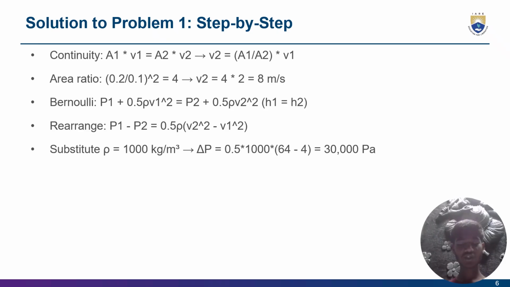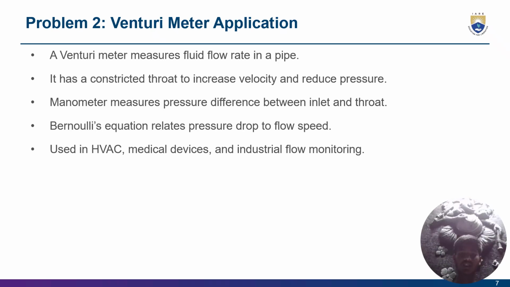Bernoulli: P1 plus 0.5 rho V1 squared equals P2 plus 0.5 rho V2 squared, since H1 equals H2. Rearranging, P1 minus P2 equals 0.5 rho times V2 squared minus V1 squared. Substitute rho equals 1000 kilogram per meter cube. Delta P equals 0.5 times 1000 times 64 minus 4, which equals 30,000 pascals. This is the final answer.